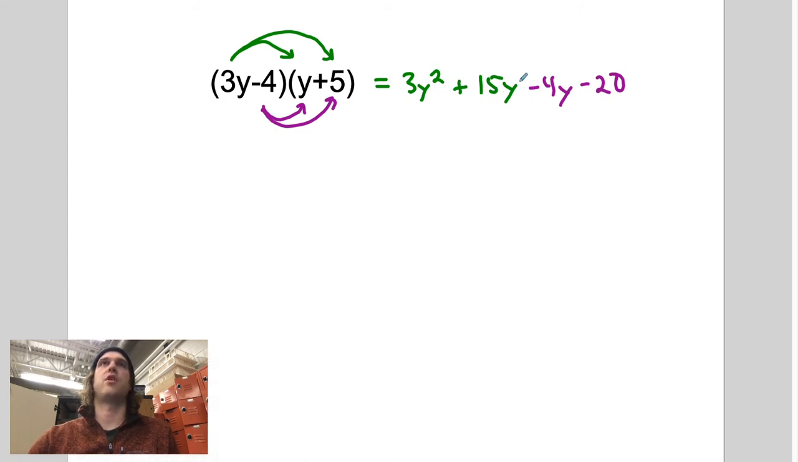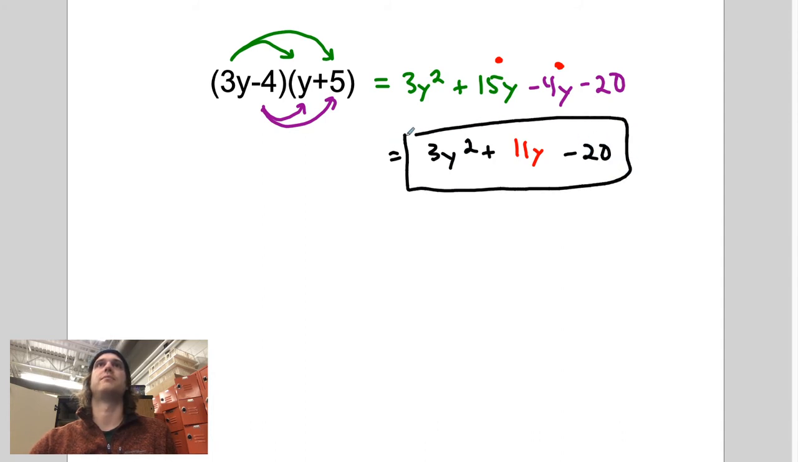Combine like terms: the two terms that both have a y to the first, right? This is a constant, this is y to the second. They don't have any like terms, these ones do. So now we can go on, add those together. That's going to be 15 minus 4 is 11y, and the other two are going to come down, equals 3y squared plus 11y minus 20. And there we have it.